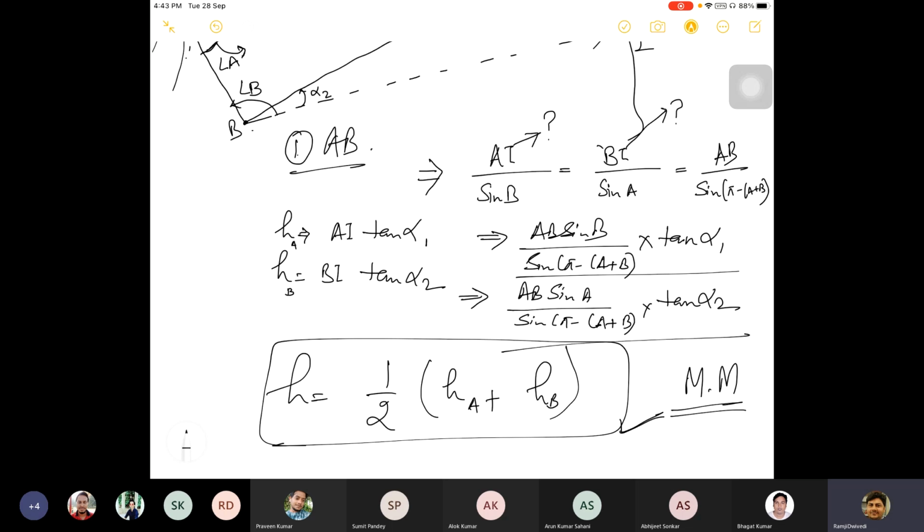आलोक क्लियर हुआ? यस। Any confusion to anyone?